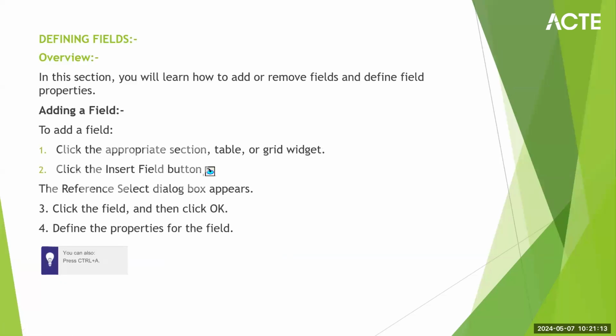Next, defining fields. Fields, you know, right? How to create a field, how to add a field. So we'll be learning that here. In this section, you will learn how to add or remove a field and define a field property. Adding a field. To add a field, click the appropriate section, table, or wizard. So you can add a field in a section, in groups, in a table, in a grid wizard. Click on the insert field button, click field, and then click OK.